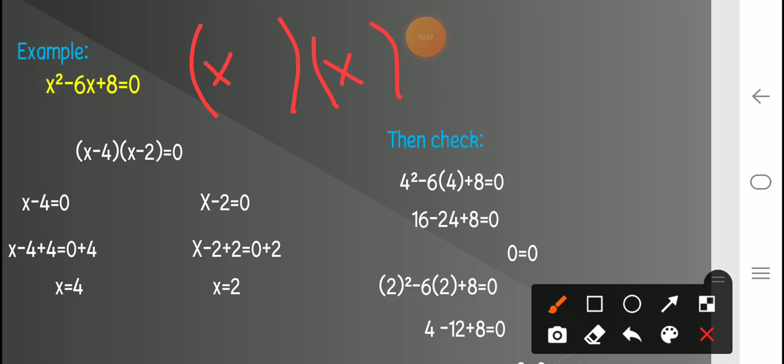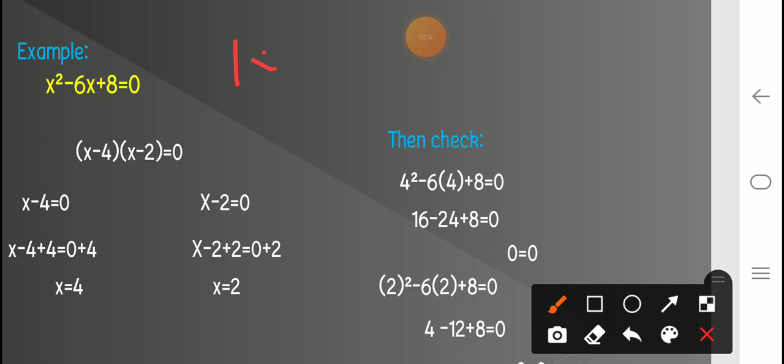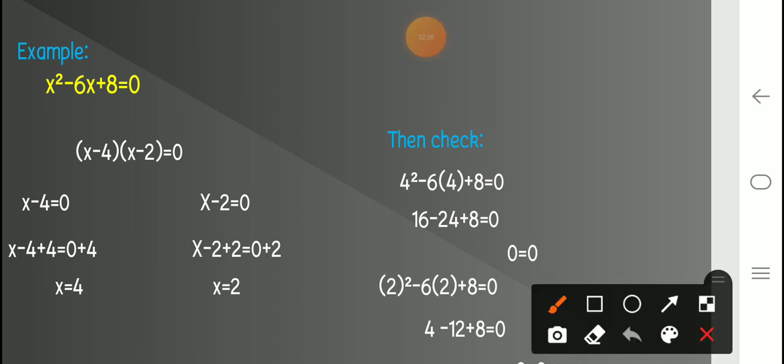So let's try these factors: 1 and 8. If we multiply, the result is 8, but if we add, the result is 9. So it is not suitable because it should be -6. Let's try another factor pair: 4 and 2.